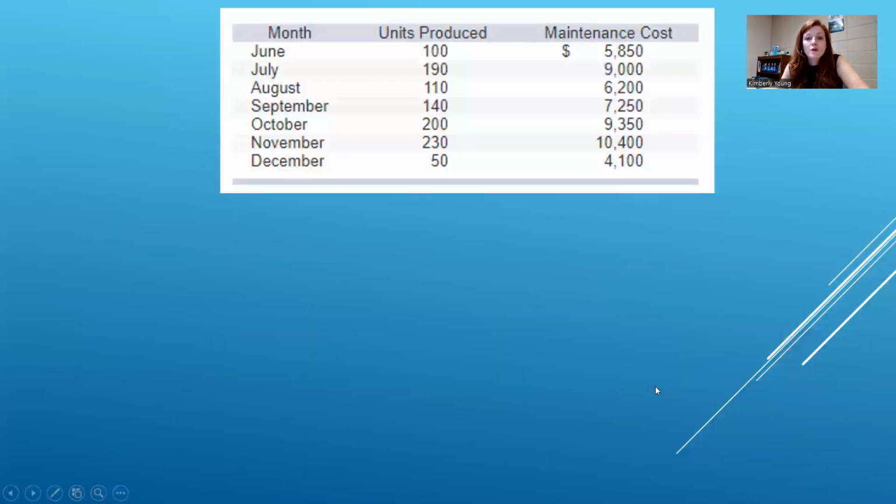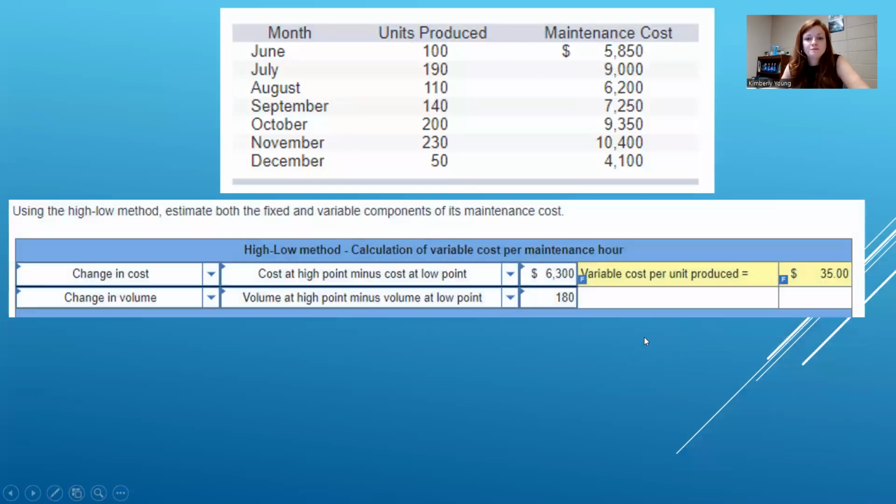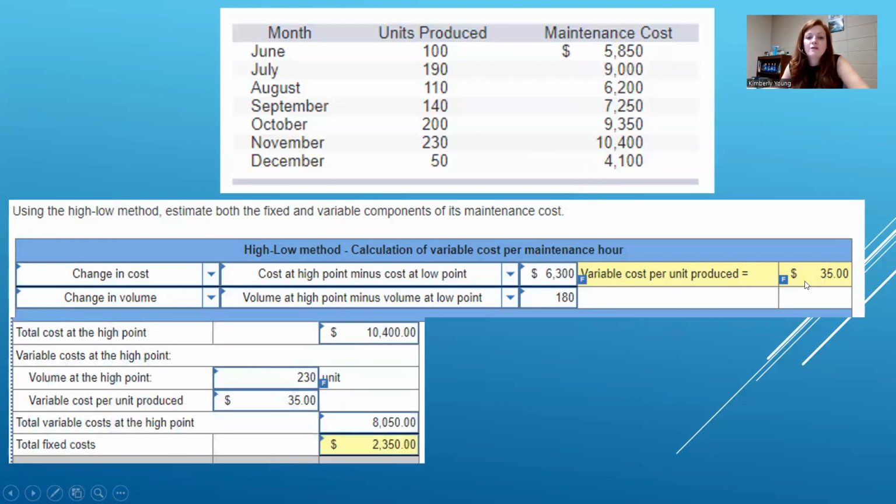Here's how it will look in your homework. We have June through December. We're going to find the highest units produced, which is November, minus the lowest, which is December. The difference is 180 units. Then we're going to compare their prices. 10,400 minus 4,100 gives us $6,300 in difference. When we divide those, we're going to come up with a variable cost per unit of $35. Then you're going to fill it in with the high point, and then we're going to do the low point so we can compare it, make sure it reconciles.